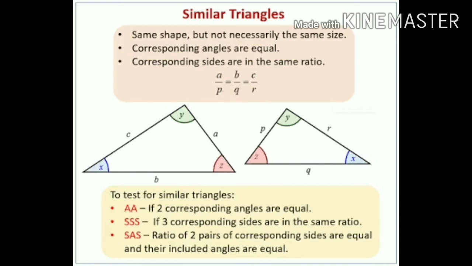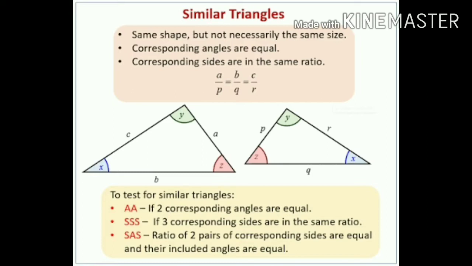Corresponding sides will be in the ratio, that is, the corresponding sides opposite to angle x in the two triangles are A by P. Similarly, the corresponding sides opposite to angle y in the two triangles are B by Q, and the remaining angle is Z. The corresponding sides opposite to angle Z in the two triangles are C by R. That is how we identify the corresponding sides.